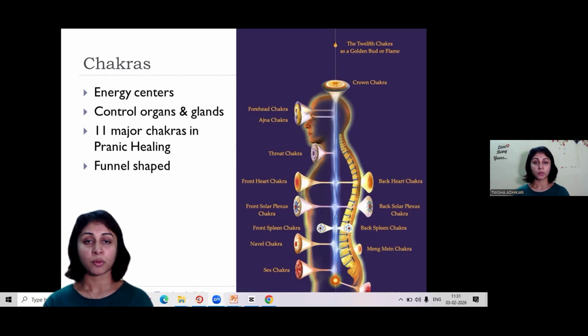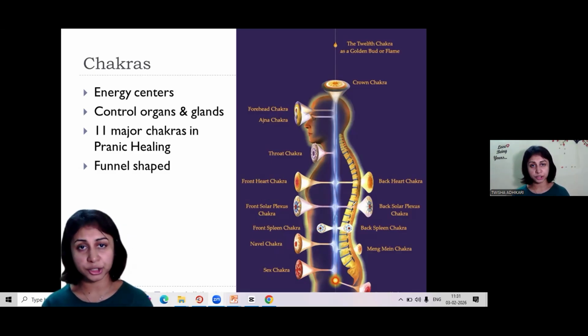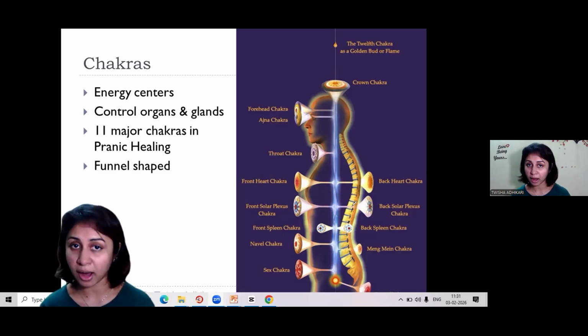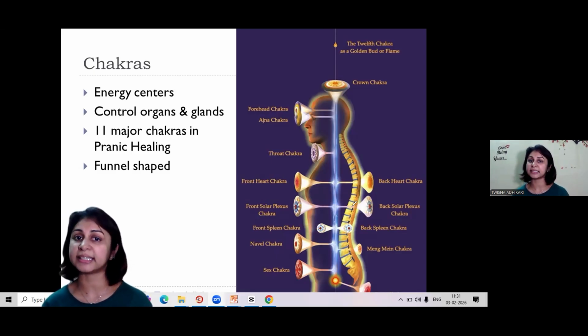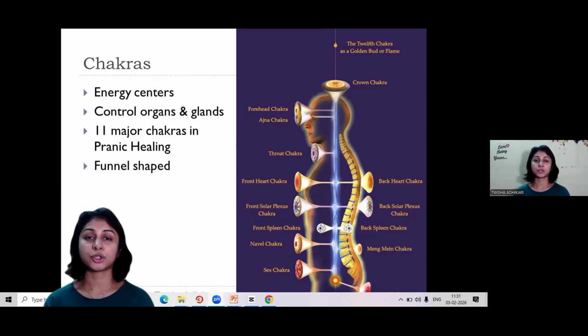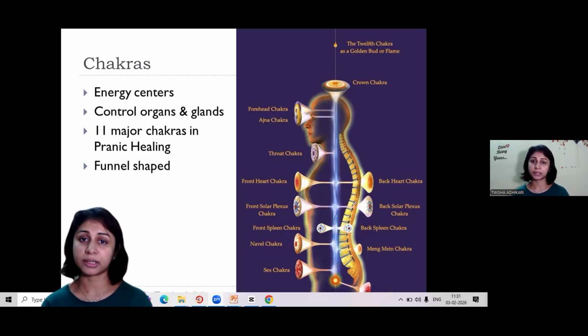There might be overall issues in the immunity, lower immunity level. Also, other blood issues might be there because, as you know, the spleen is the graveyard of RBC. All the wasted RBC is disintegrated in the spleen. So if any issue is there in the spleen chakra, that might lead to blood related issues. And also it has been seen that patients with rheumatoid arthritis have a depleted spleen chakra.